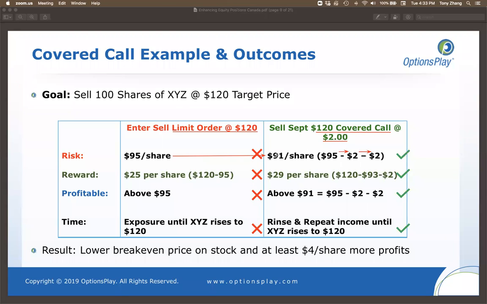My potential reward as an equity investor remains the same at $25 a share, the difference between my target price and my purchase price. But on my covered call strategy, now I've increased my potential reward from $25 a share to $29 a share. So again, I've decreased my risk from 95 to 91, but at the same time, I've also increased my potential reward from 25 to 29.